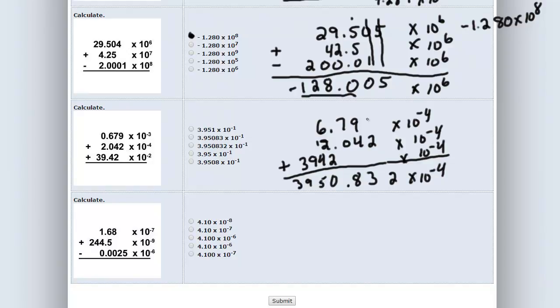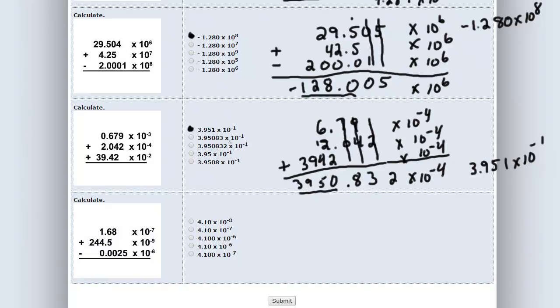Now notice that they do not have to the thousandths, or to the hundredths, or to the tenths. So we have to go to the ones place. So we have to go right to there. And this is to the -4, -3, -2, -1. So my answer is going to be 3.95. Now this 0 here, we look at this digit, it's greater than 5, so we round up. 3.951 times 10 to the -1.